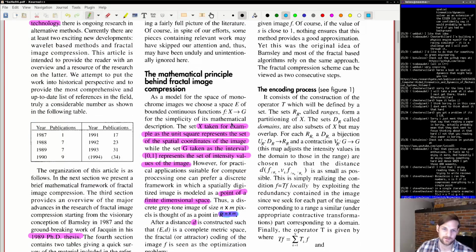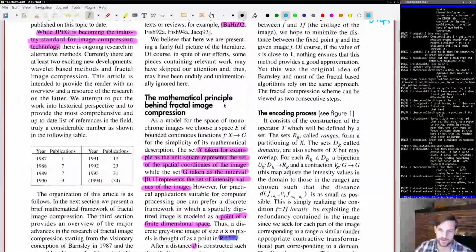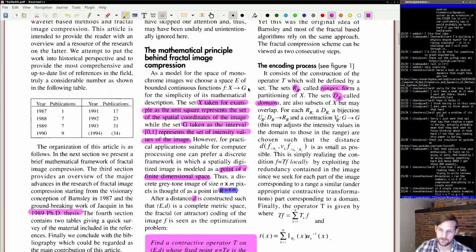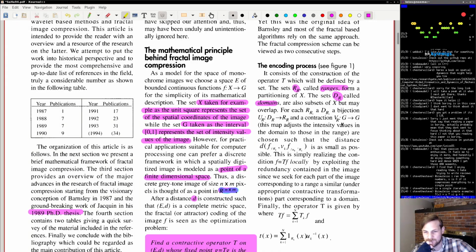So the encoding process, see figure 1, which should be down here. It consists of the construction of the operator T, which will be defined by a set R of ranges that form a partitioning of X. The set D of domains, so ranges and domains, perfect, are also a subset of X, but may overlap. For each range R, a domain exists, which is a bijection u of D onto R, and a contraction v of G into G, are chosen such that the distance is as small as possible.